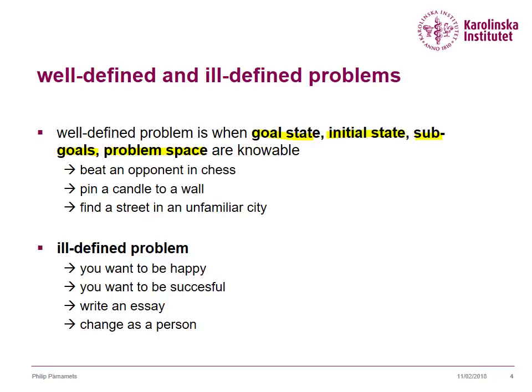And we call a problem well-defined when the goal state, the initial state, the sub-goals, and the problem space are all knowable. And this distinction of a well-defined problem will become important again when we consider what is known as a general problem solver and problem solving in AI a few slides down later in this lecture. Examples of well-defined problems are beating an opponent in chess, pinning a candle to a wall, and finding a street in an unfamiliar city.